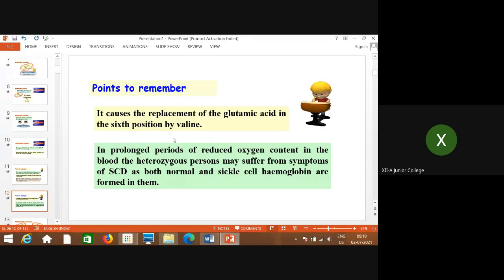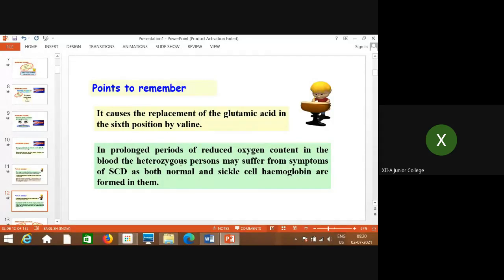In one of the beta chains, this normal position is at the 6th place. That is the replacement of glutamic acid in the 6th position by valine. Glutamic acid is present at the 6th position, which is replaced by valine, and that occurs because of mutation. Because of such a small change, the oxygen carrying capacity of the hemoglobin is reduced.